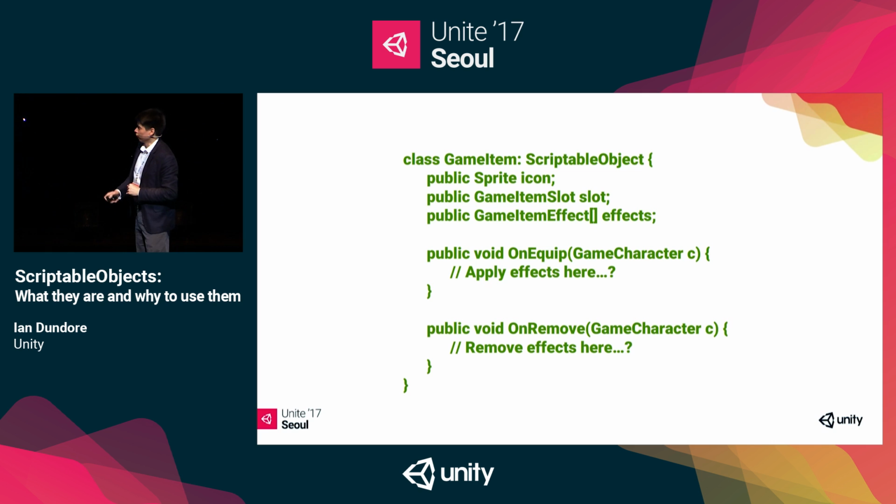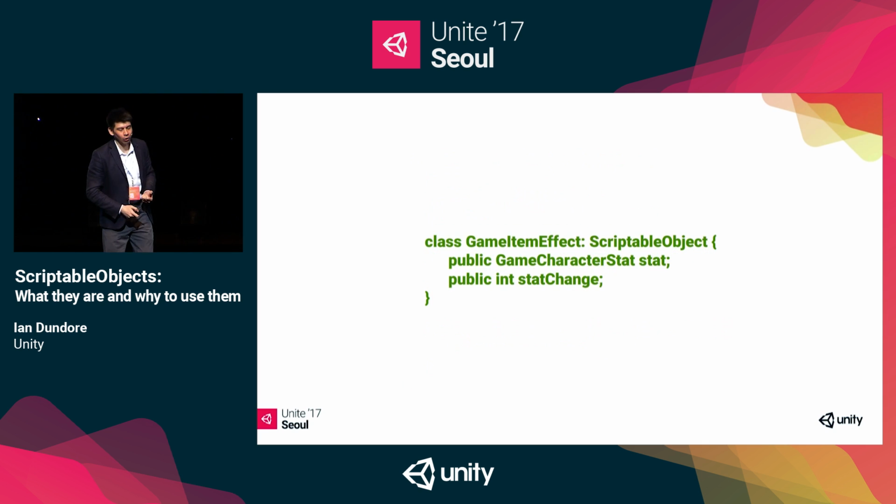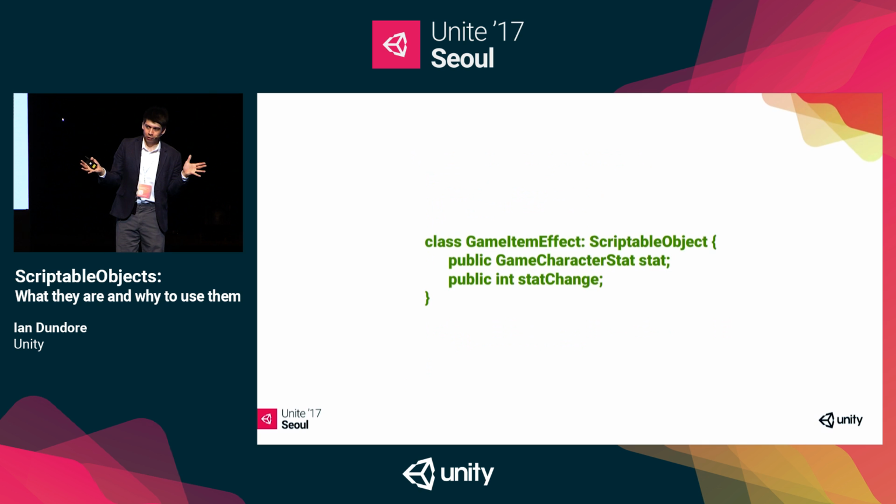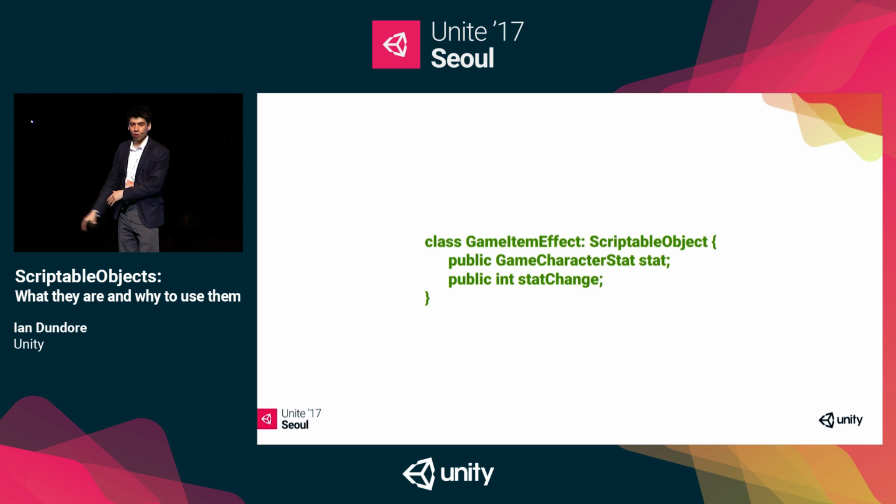So we are going to have to put a bunch of code in onEquip and onRemove to handle all those different effects, right? No. Hold that thought. Here is a simple game item effect class. Like before, it is just data. Our effect class tells us which stat to change and how much to change it.